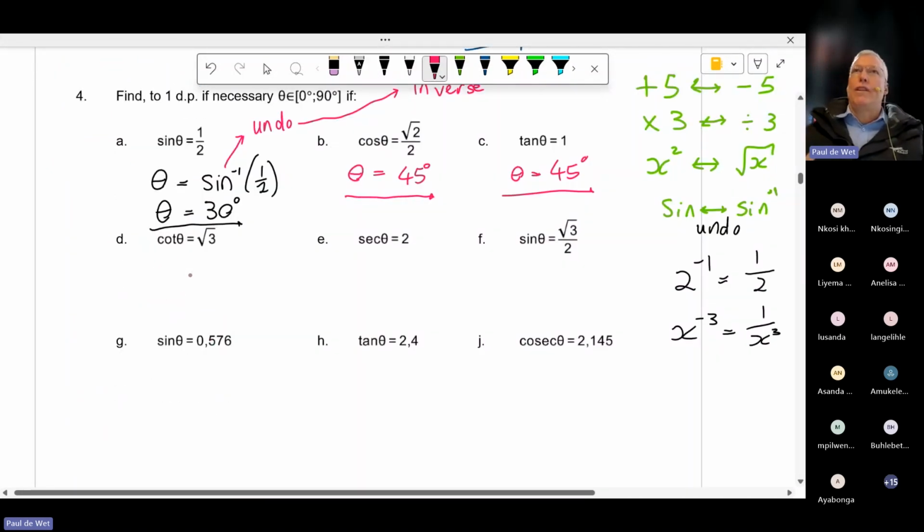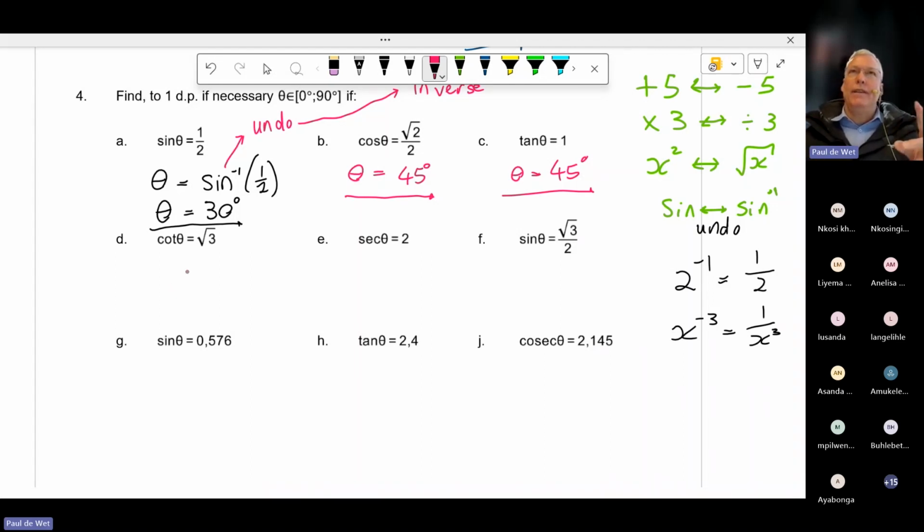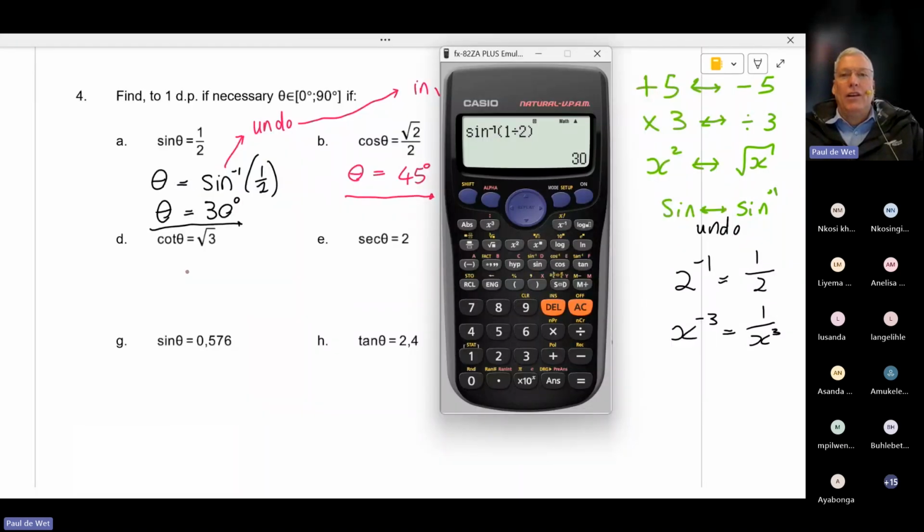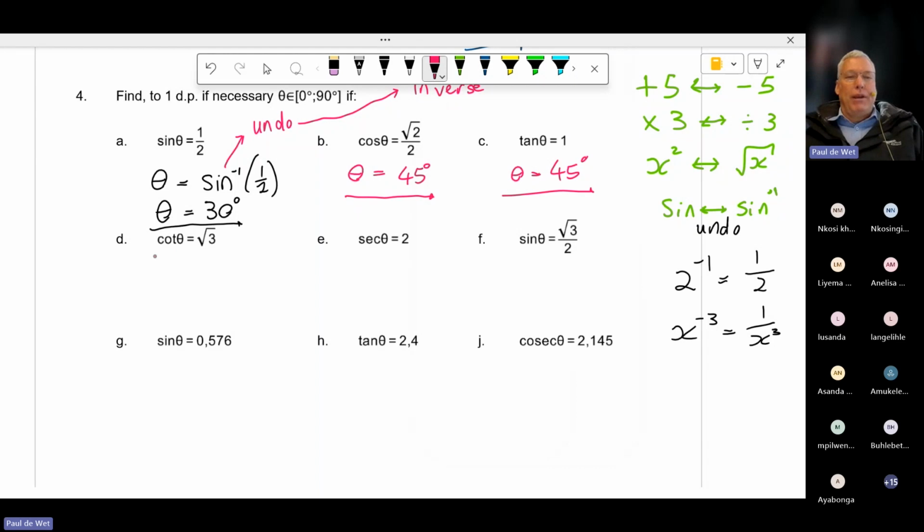Cot theta is root 3. We have a problem, because our calculator cannot do cot, sec or cosec, and it cannot undo them. There are just 3 things the calculator can do: sine, cos and tan, and it can undo them. Because my calculator can't undo cot, what can I do to this side?